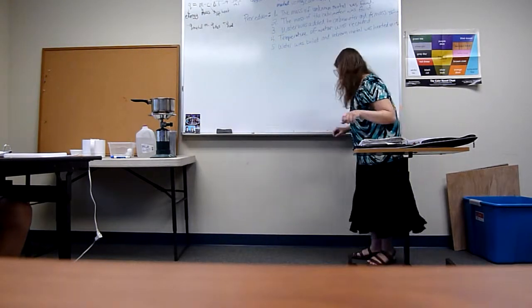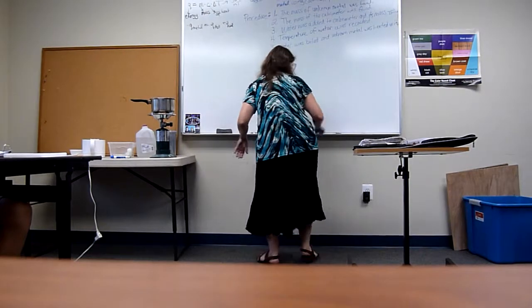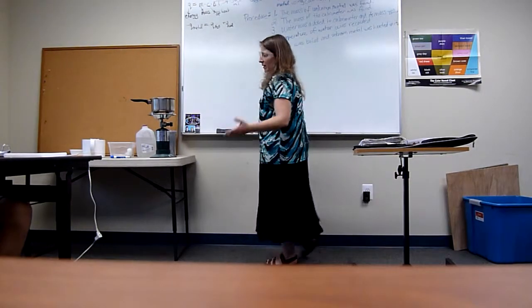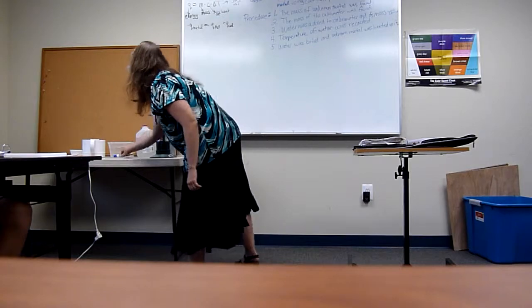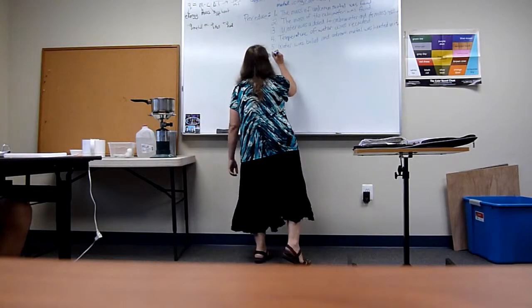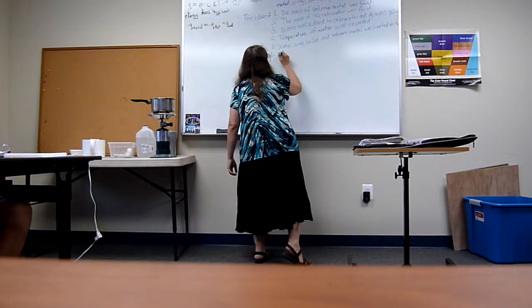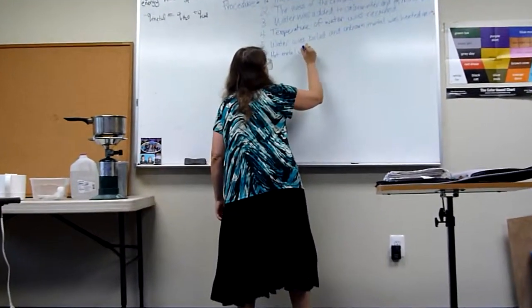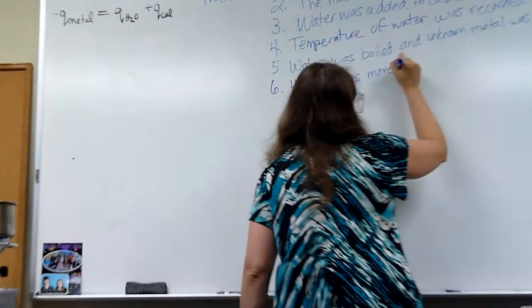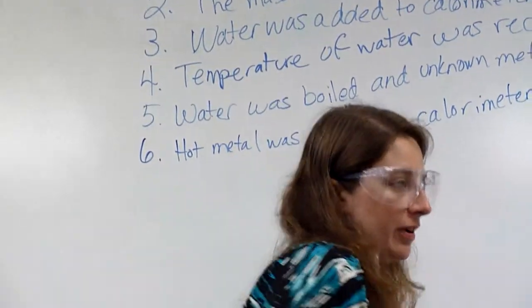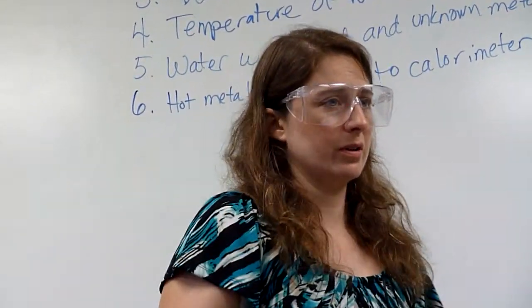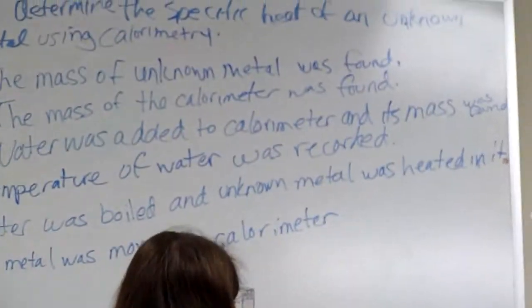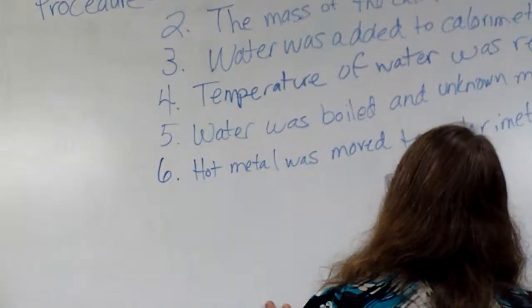So, assuming all goes to plan, our procedure is going to go like this. Hot metal moved to calorimeter. Now, make sure you write down what really happens if I drop the metal on the floor or something like that. We need to definitely record what happens.